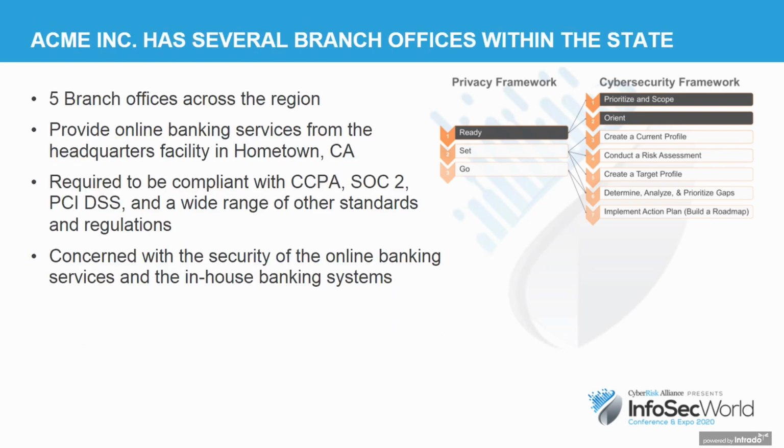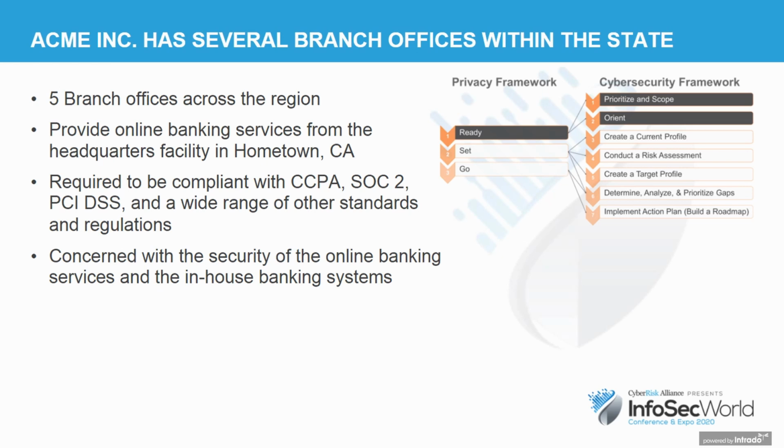So for what we're going to scope into this conversation, we're going to look at 5 branch offices across the region. We had mentioned before that ACME wants to start providing online banking services from their headquarters facility in hometown California. And they have a lot of compliance requirements. Being in California, they have to be concerned with CCPA from the privacy perspective. They also had a request come in from a customer for a SOC 2 evaluation. Because they're handling payment card information, they need to be worried about PCI DSS and probably several other things.